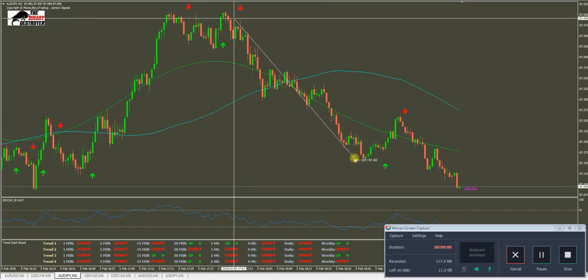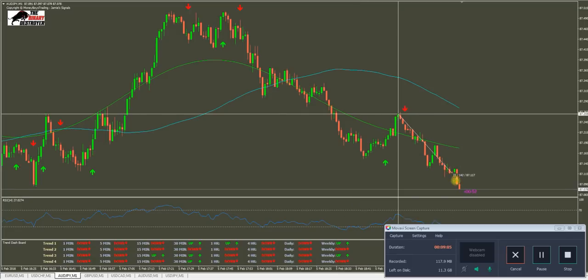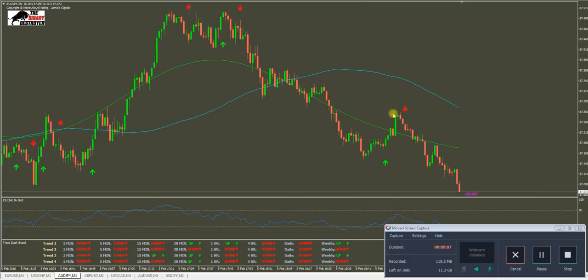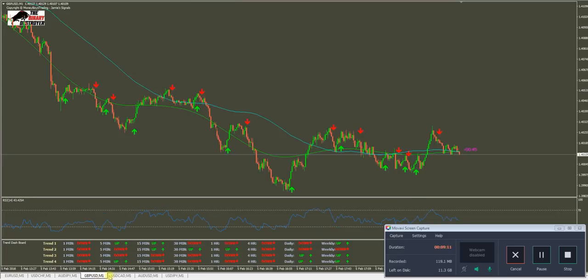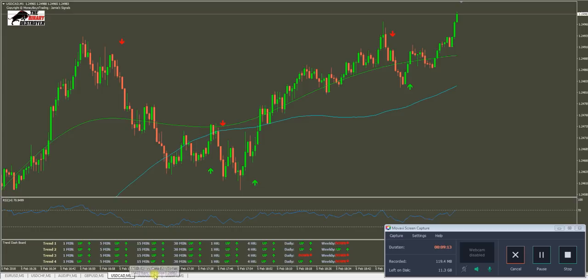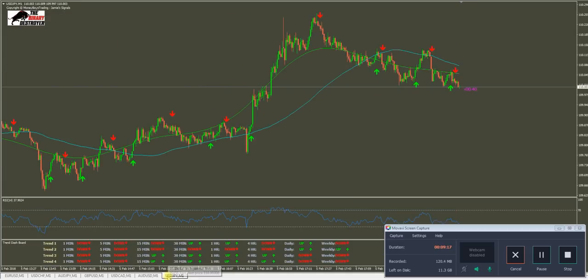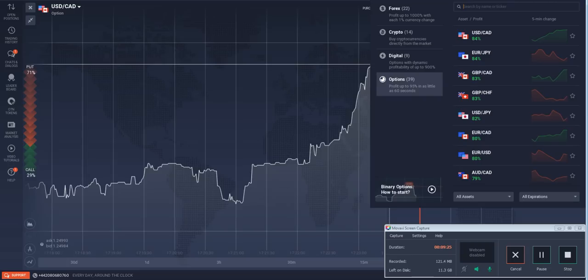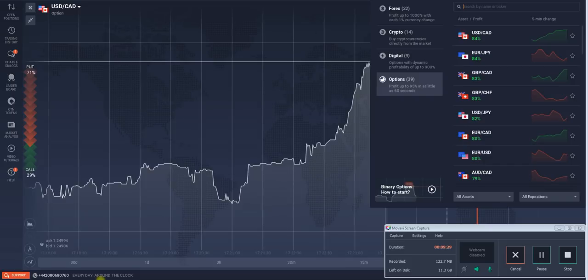Price comes down, pulls back, signal arrow appears, bang, drops. Look, it's still dropping now. That is a beautiful trade, that is. But we missed it. There's nothing else really that meets the eye. GBP CAD.